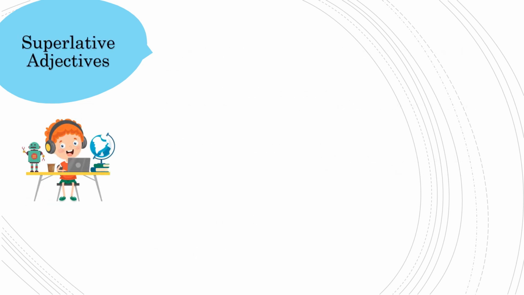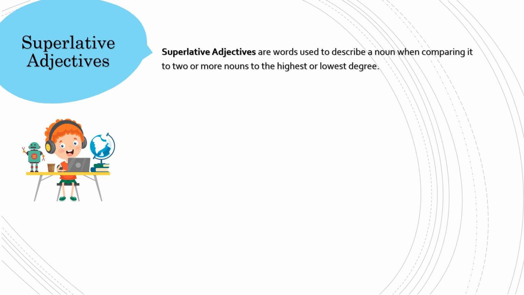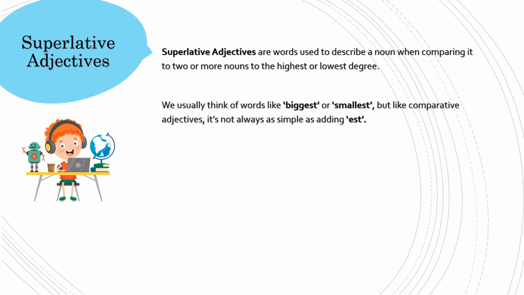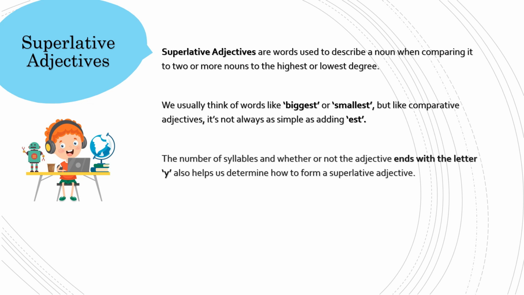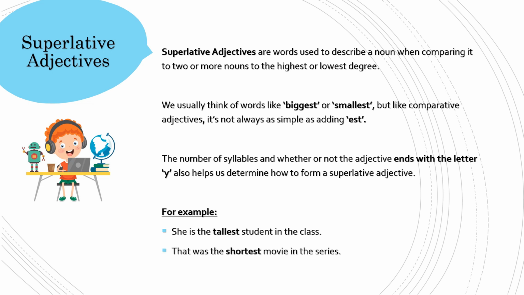Superlative adjectives. Superlative adjectives are words used to describe a noun when comparing it to two or more nouns to the highest or lowest degree. We usually think of words like biggest or smallest, but like comparative adjectives, it's not always as simple as adding est. The number of syllables, and whether or not the adjective ends with the letter Y also helps us determine how to form a superlative adjective. For example, she is the tallest student in the class. That was the shortest movie in the series.